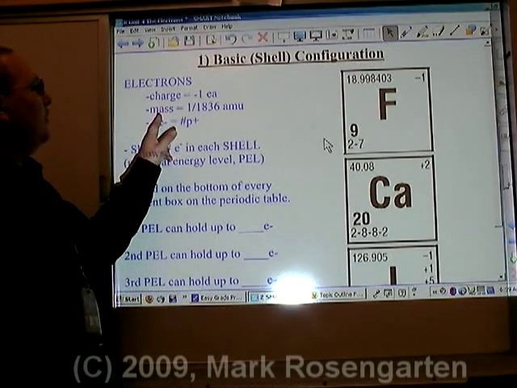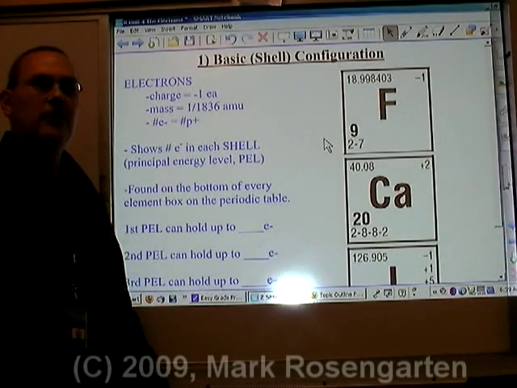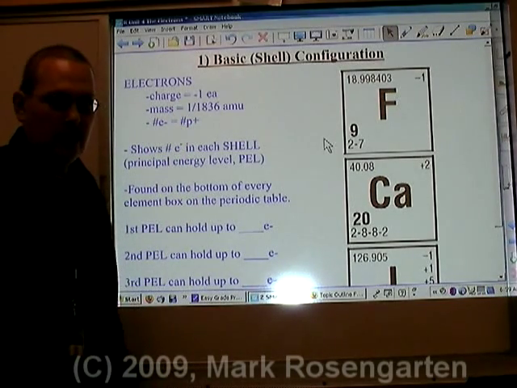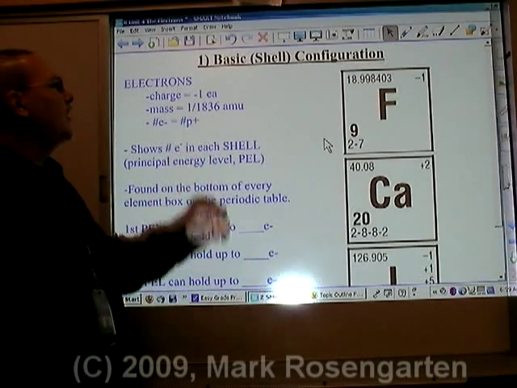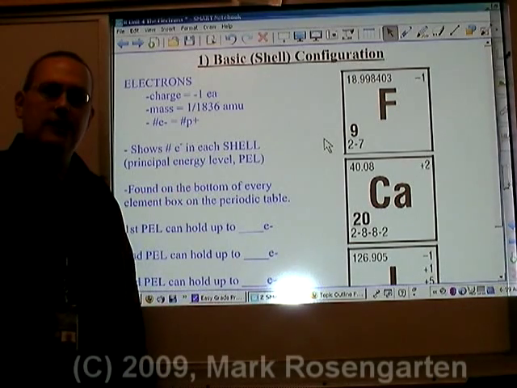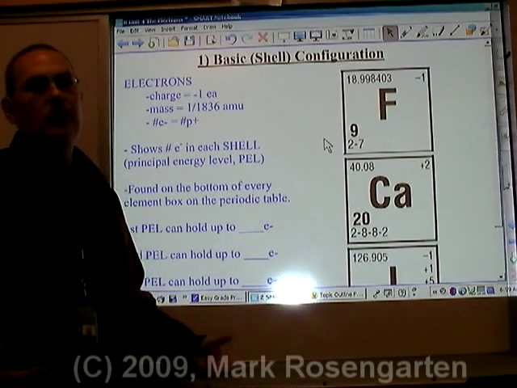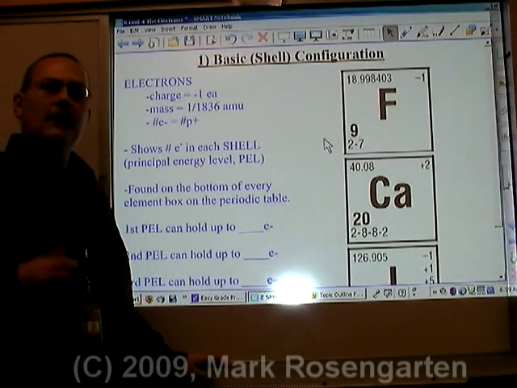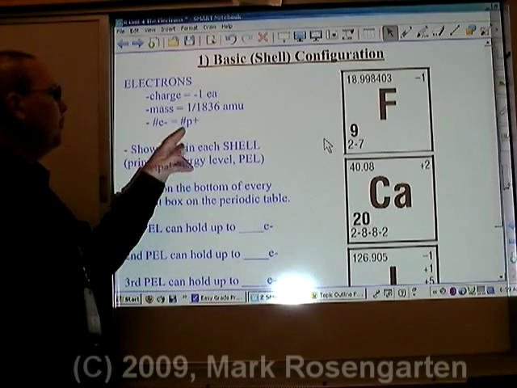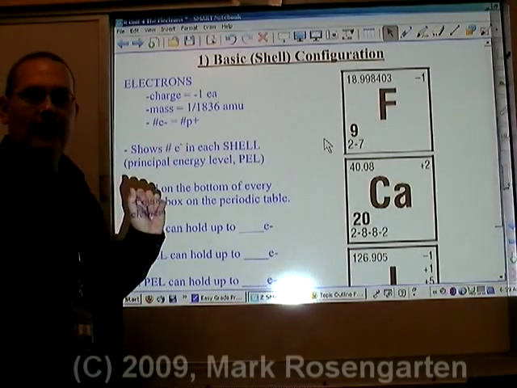Each electron has a mass of 1/1836th of an AMU. In other words, it takes 1,836 electrons to weigh the same as a proton, which is why we don't include them when we do atomic mass number. Because atoms are neutral, the number of protons is equal to the number of electrons.